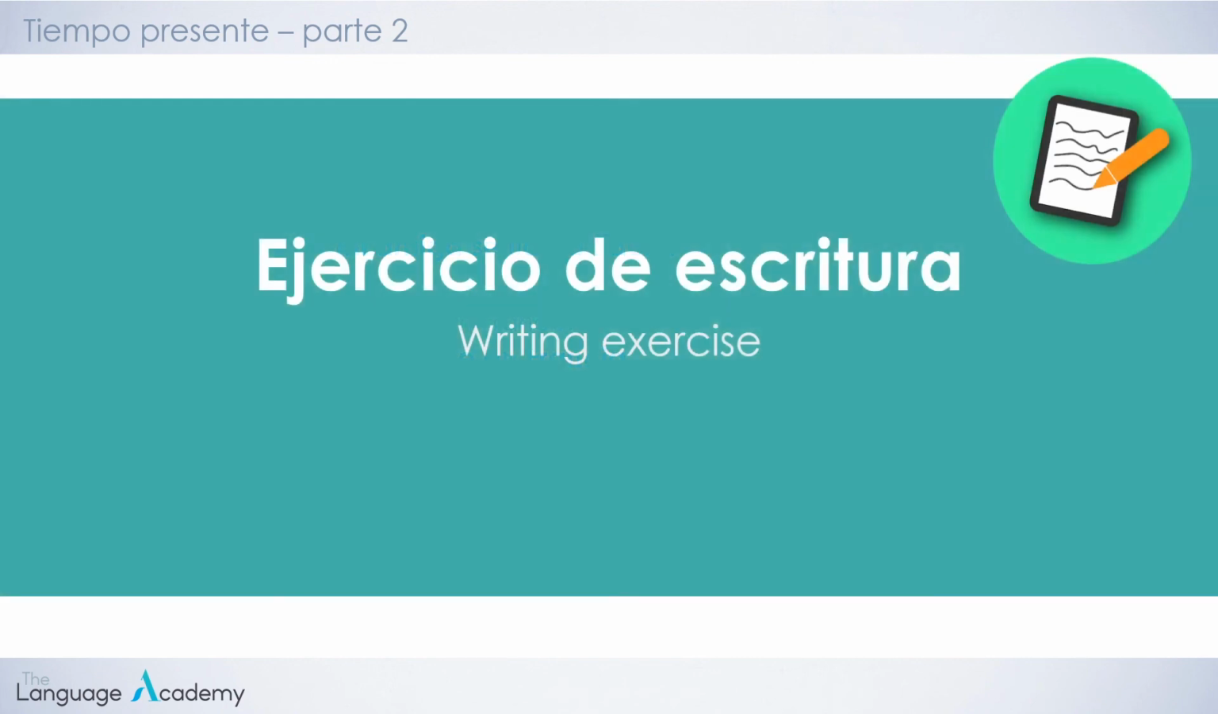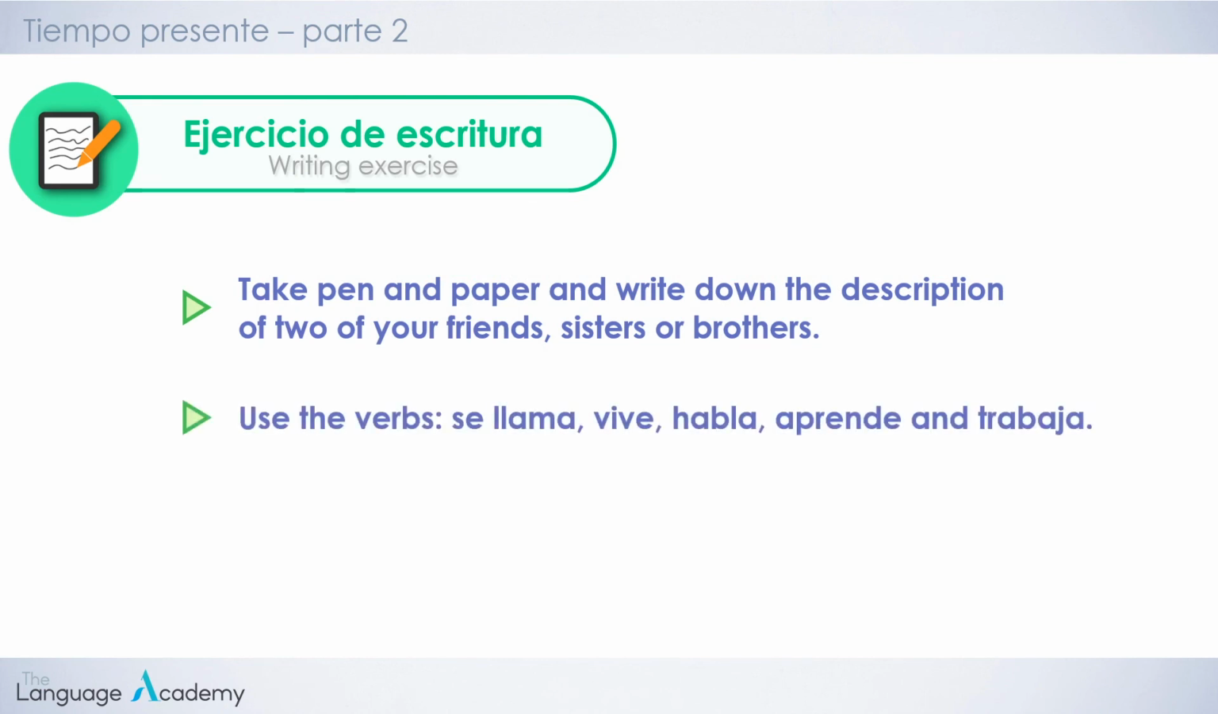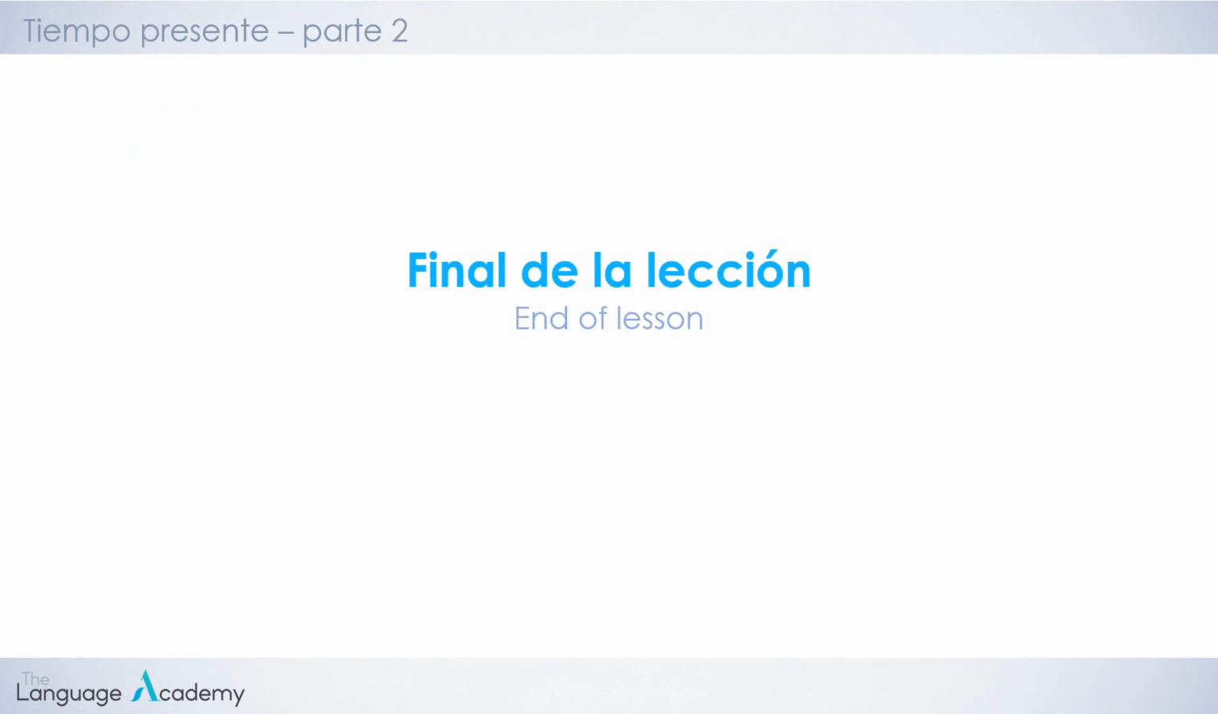Writing exercise. Take pen and paper and write down the description of two of your friends, sisters, or brothers. Use the verbs se llama, vive, habla, aprende, and trabaja. Use an online translator if you need to find specific words. This is the end of this lesson.